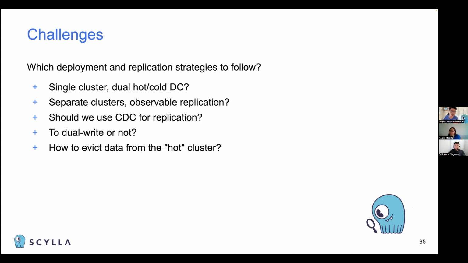Their natural concerns and doubts involved which strategies to employ in order to move data from one type of storage to another. For example, would it be best for them to have a single cluster with 2 data centers, each one for a particular group of data? Or would it be better for them to have separate deployments altogether and implement replication from hot to cold on their own? In that sense, if they decided to go in that direction, would it make sense for them to use CDC or simply dual write from their application?